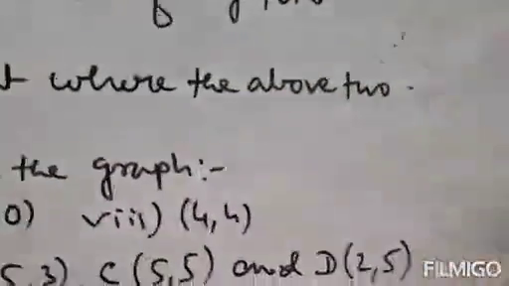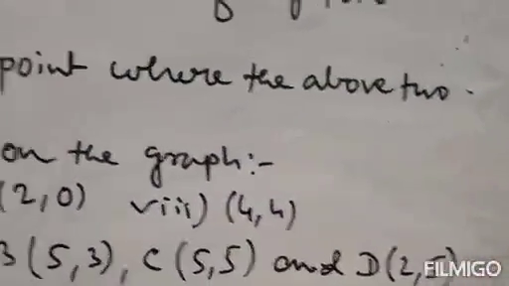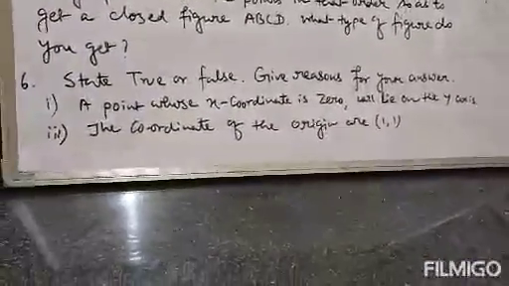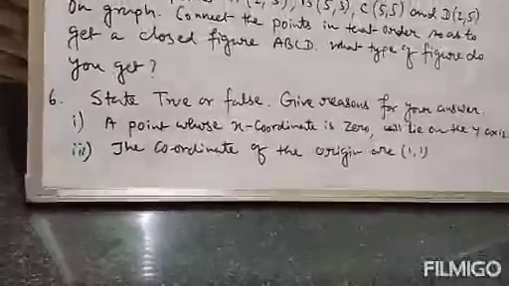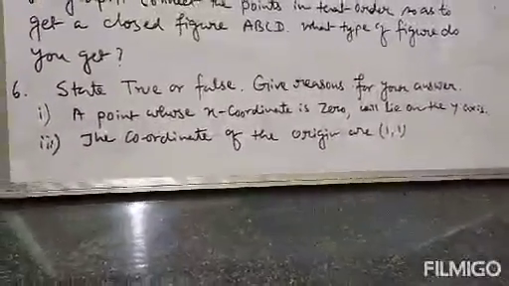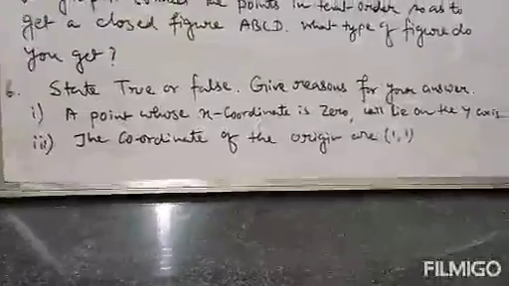Next, the last question from this worksheet, that is true or false. Two questions are given. State true or false and give reasons for your answer. So the first question is: a point whose x coordinate is 0 will lie on the y-axis. A point whose x coordinate is 0.